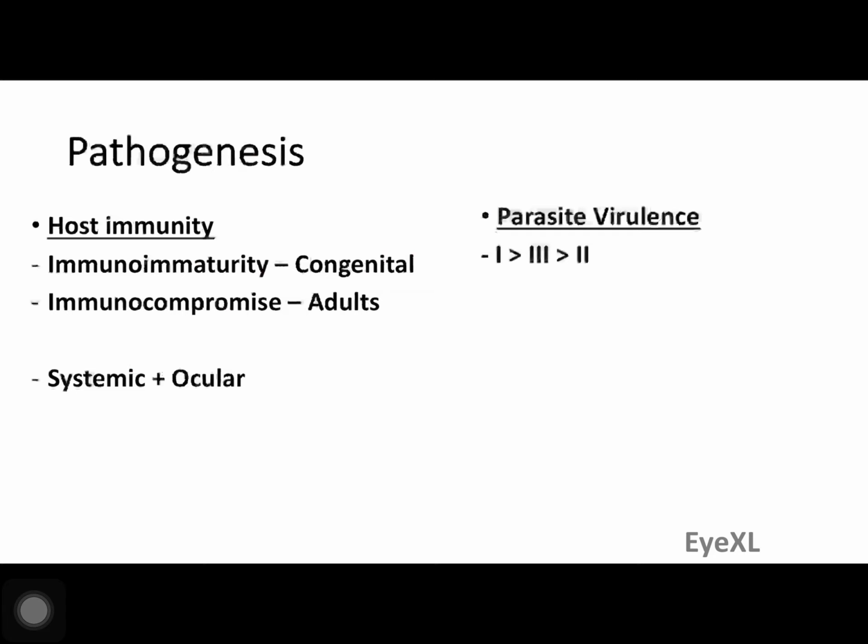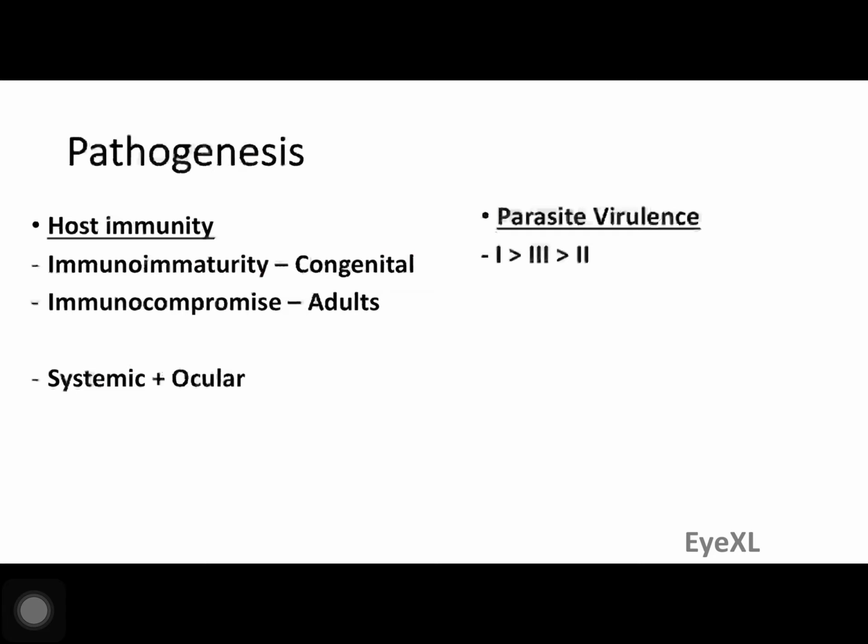Parasite virulence: there are 3 kinds of parasites that are yet detected. There is type 1, 2 and 3. Type 1 is the most virulent. It is going to produce the most amount of inflammation and most scarring in the retina. Type 2 is the least virulent, and that is because it forms a cyst.